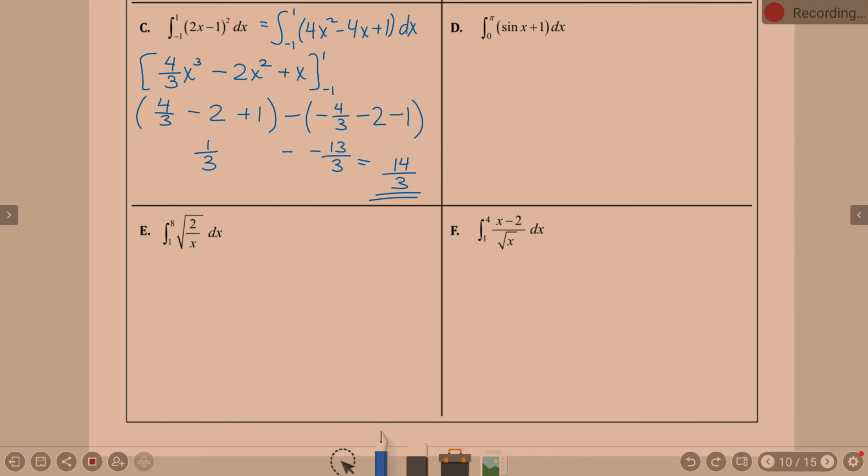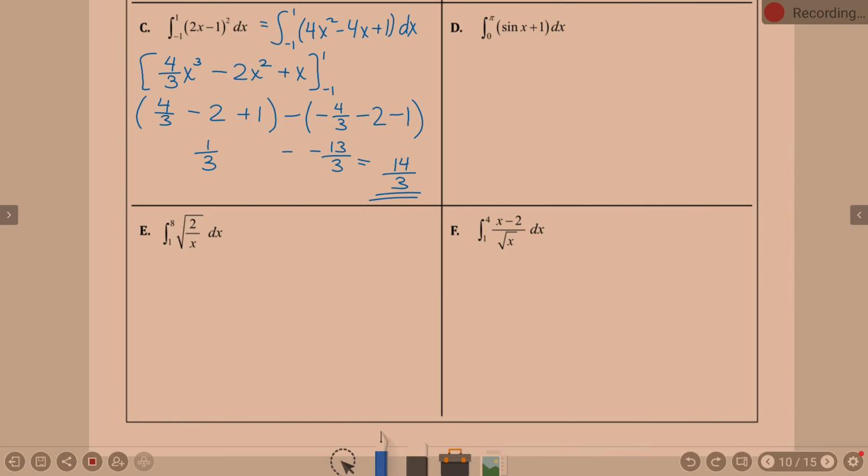Integral of sine x plus 1 from 0 to pi. Does it go cosine, sine, or sine, cosine? I always like x and y. Cosine, sine, yeah. The ordered pair goes cosine, sine. Sorry, I was like, what are you talking about?